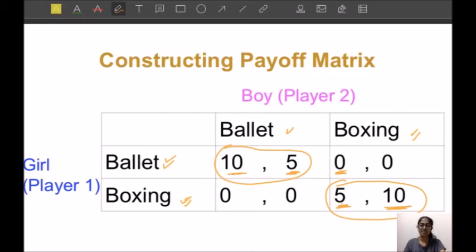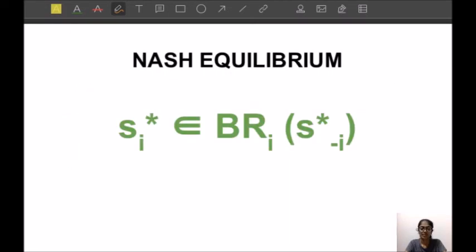And when this kind of deviation is not possible, and neither of the players would want to change their strategies once they have chosen one of them, then this is called Nash equilibrium. Mathematically, Si star is a Nash equilibrium, or best response of player i, given all players except i's equilibrium strategies. That is, the equilibrium strategies of all players.